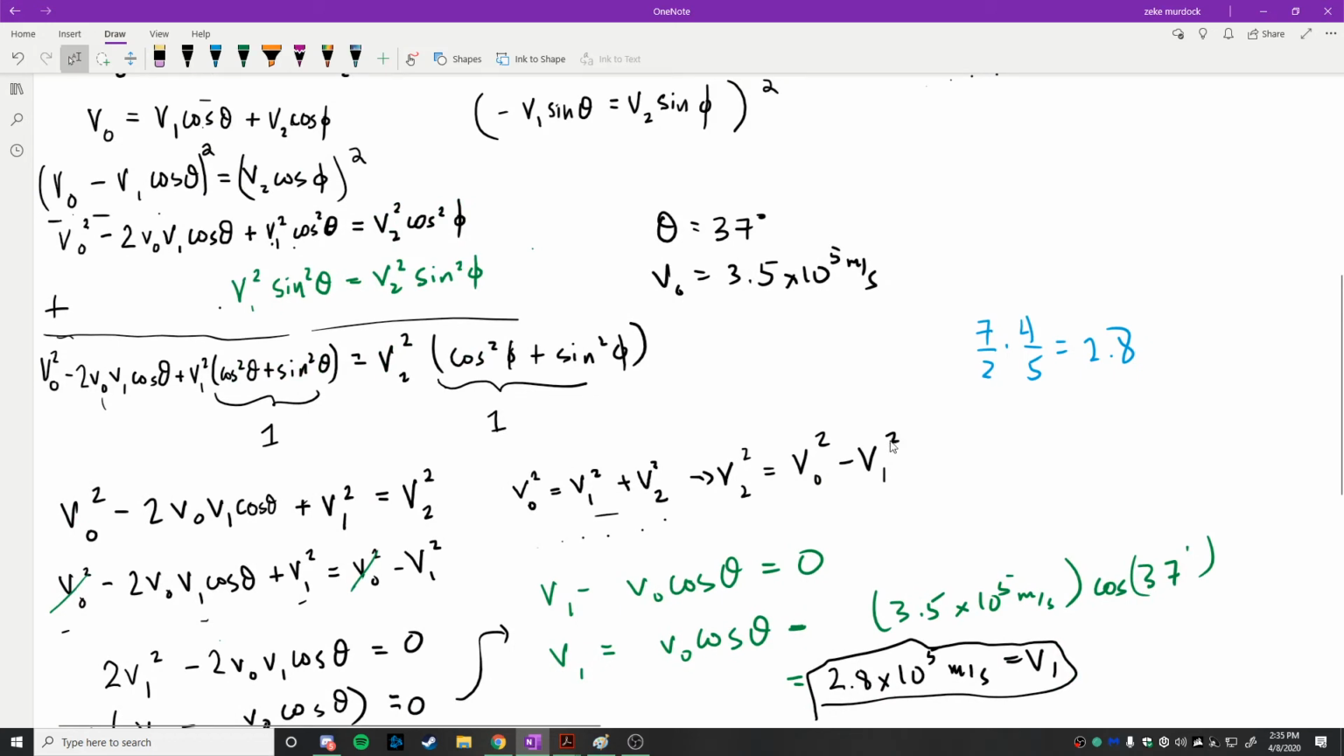Let's solve for the rest of them. So this equation tells us how to find V2, right? V2 is going to be equal to the square root of V0, which was 3.5 squared, minus V1, which is 2.8 squared, and then this times 10 to the 5. I can't do that one in my head. Maybe we could. They're both multiples of 7, so it's like 5 squared plus 4 squared. Oh, we actually can do this in our head.